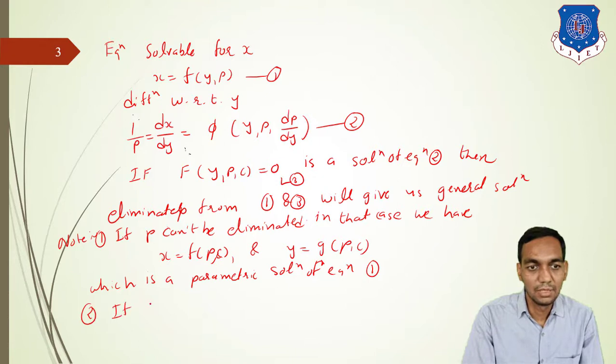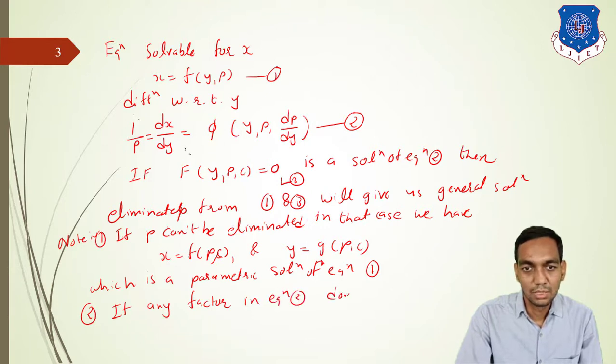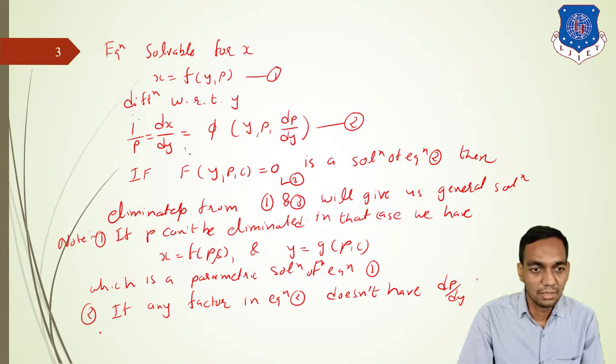Same manner, if any factor in equation 2 doesn't have dp by dy, then we are not considering it.